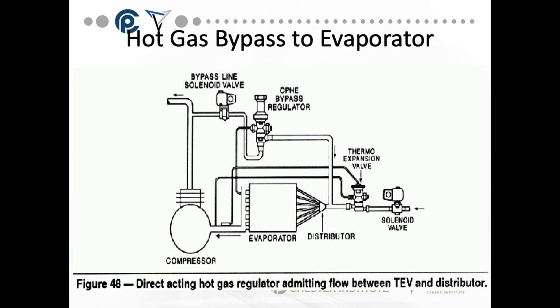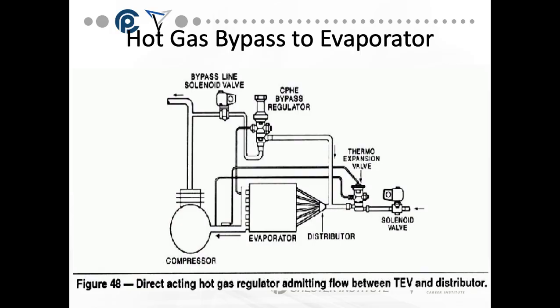Okay, another hot gas bypass to the evaporator. This is what we're talking about when we do hot gas defrost. My discharge line has a T in it with a solenoid. Okay, I can bring this right around to my evaporator and mix in that hot gas into the evaporator after the TXV. Okay, brings hot gas into the evaporator.